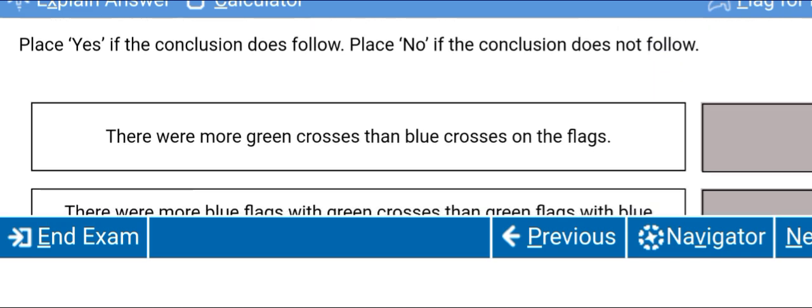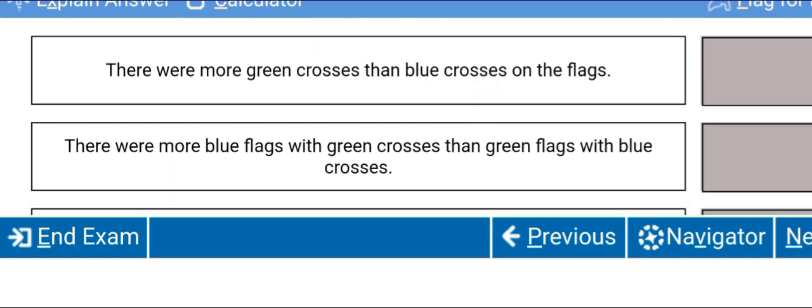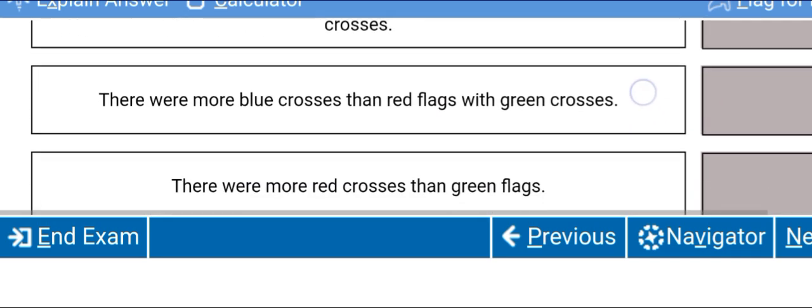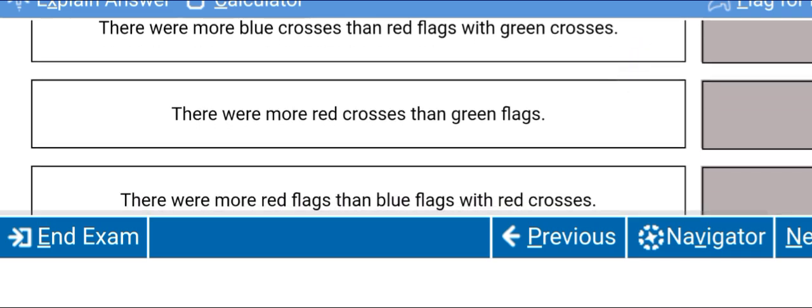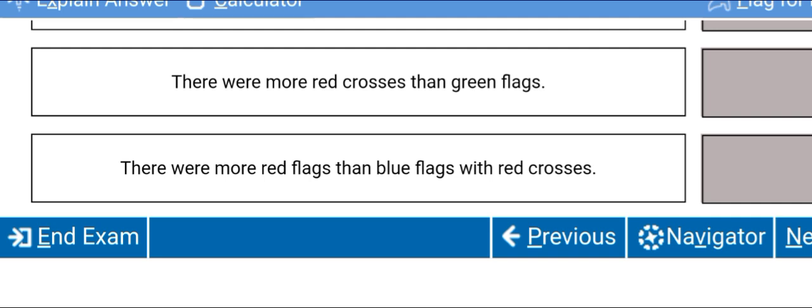There were more green crosses than blue crosses on flags. There were more blue flags with green crosses than green flags with blue crosses. There were more blue crosses than red flags with green crosses. There were more red crosses than green flags. And the last one we have is that there were more red flags than blue flags with red crosses.